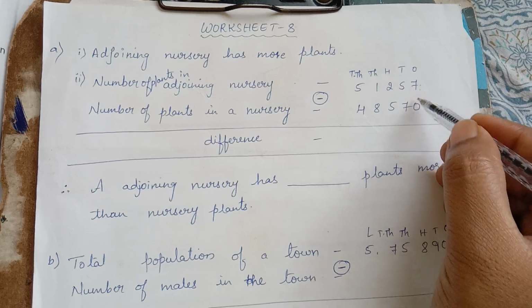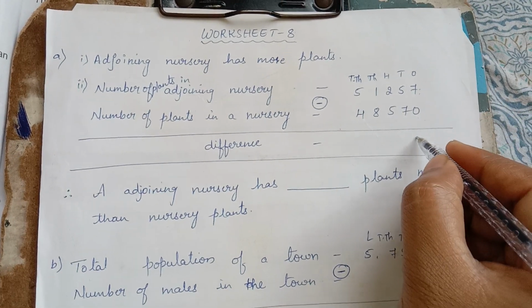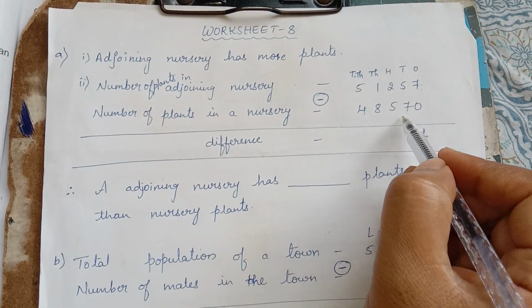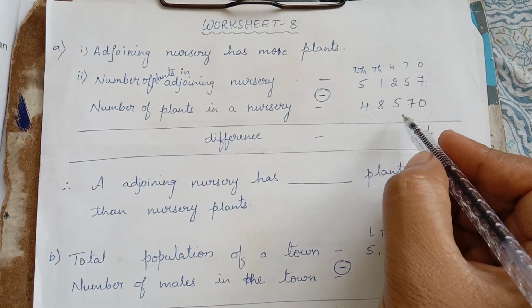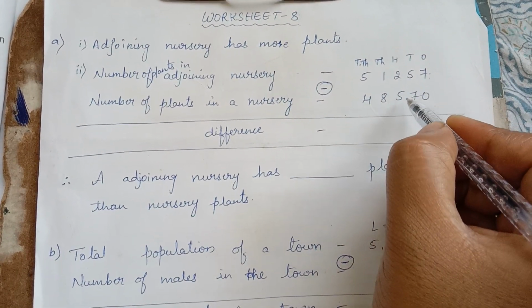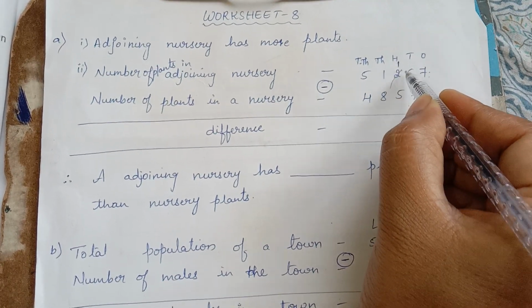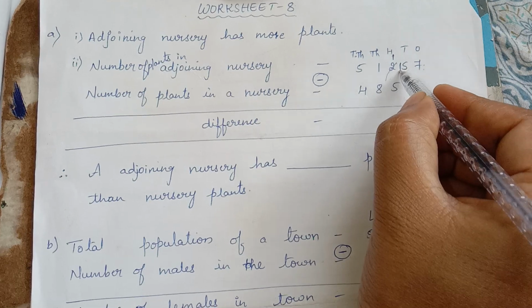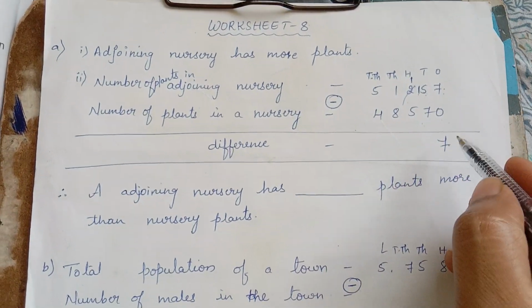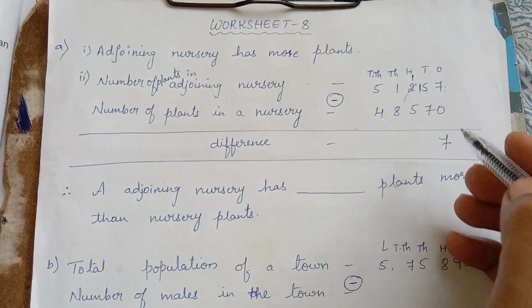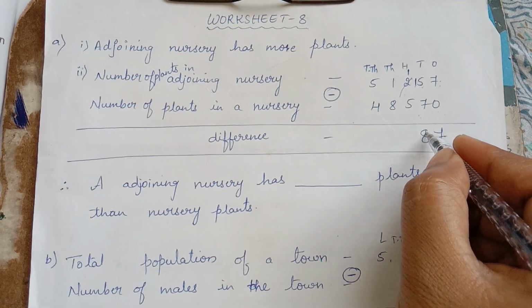Yes. 7 minus 0 is 7. Then 5 minus 7. 5 minus 7 is not possible. So I'll take a borrow. That means this 2 becomes 1 and the 5 becomes 15. Then 15 minus 7 is 8.